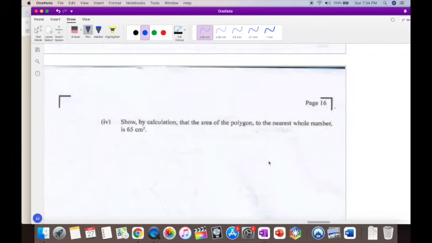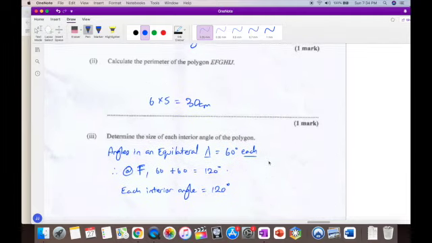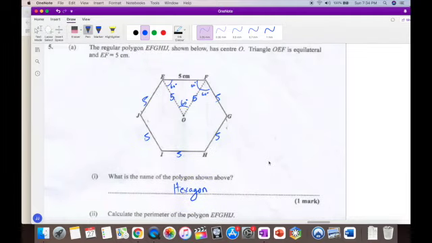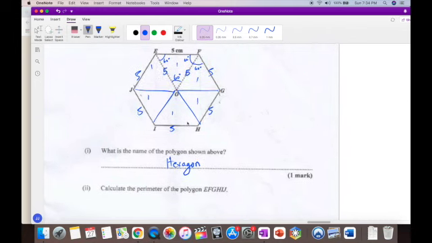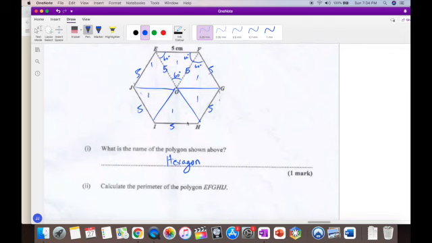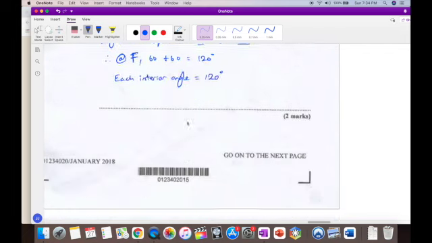Show by calculation that the area of the polygon to the nearest whole number is 65 centimeters squared, right? So the area of the polygon means that we would probably have to find the area of the triangle. And how many triangles do we have? 1, 2, 3, 4, 5, 6, because it's a hexagon, right? So we'll have to first find the area of the triangle. And it looks like the best thing that we could do here is use our sine formula, because it's not a right angle triangle. We do not have a perpendicular height.